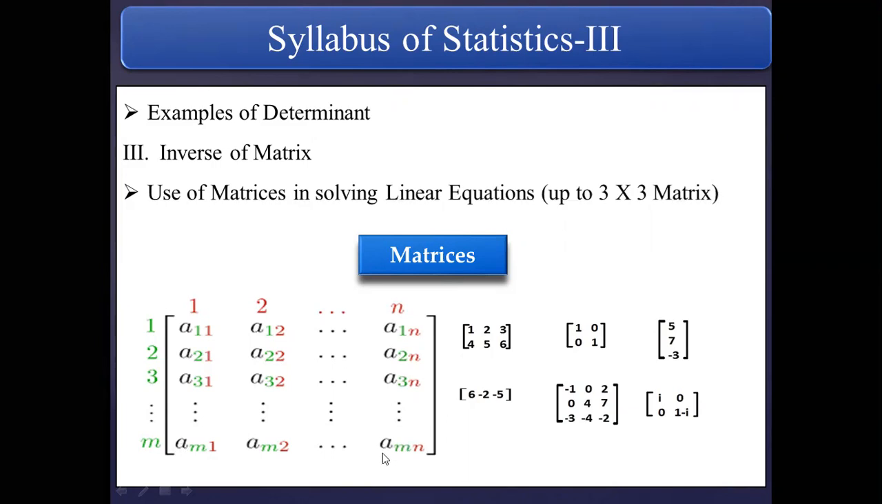This last element indicates the order of the matrix. Here, the last element's position is m and n. So we can say the order of this matrix is m by n. And if you multiply m and n, then you will get the total number of elements of the matrix.